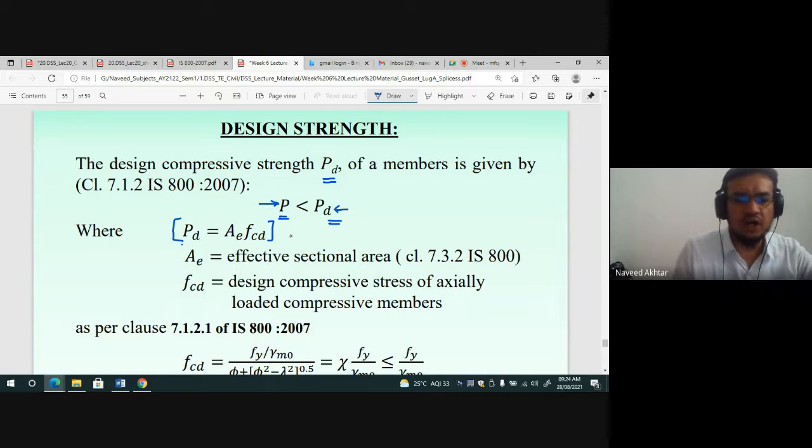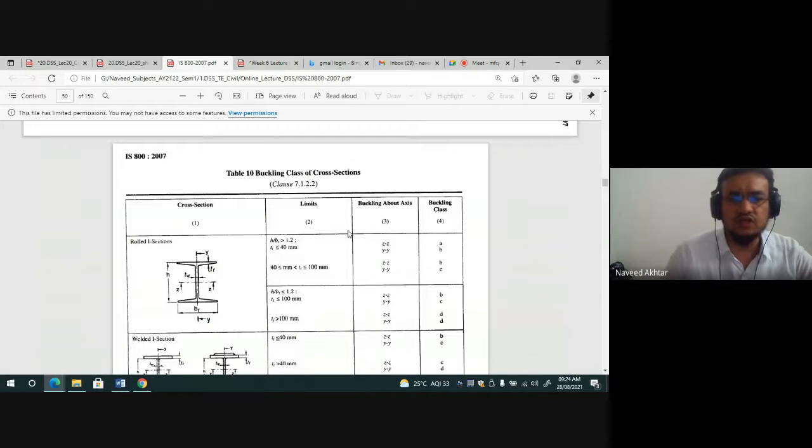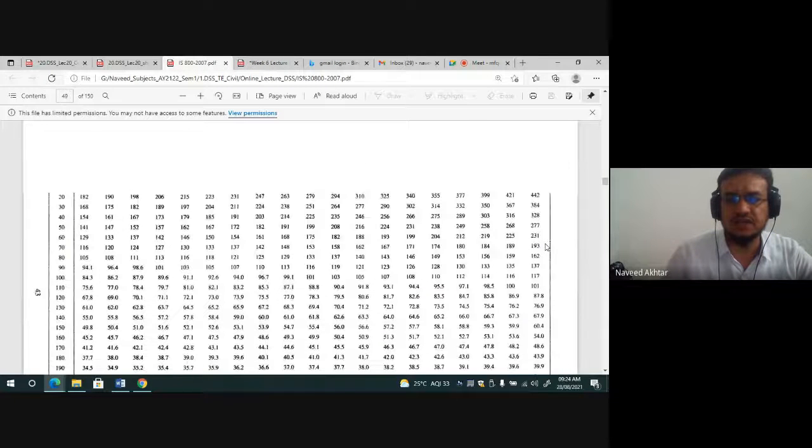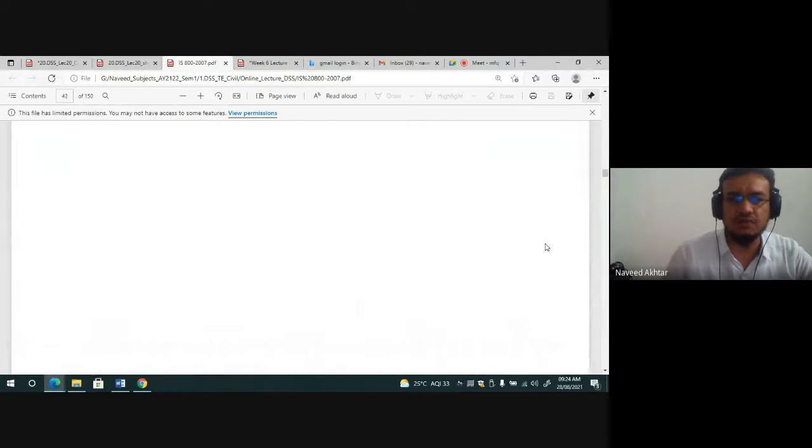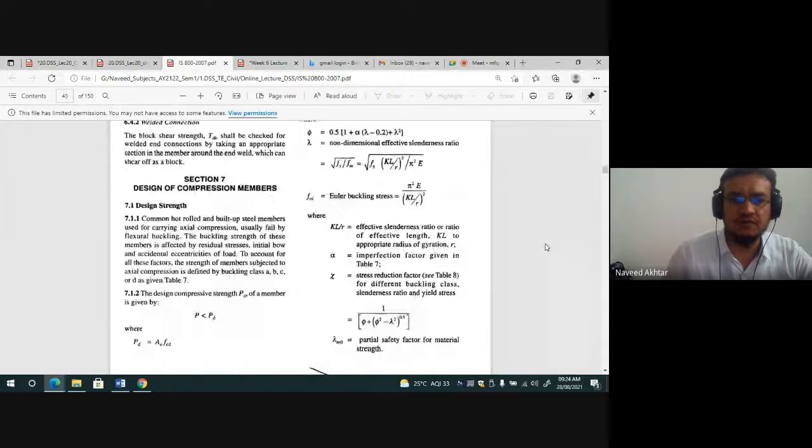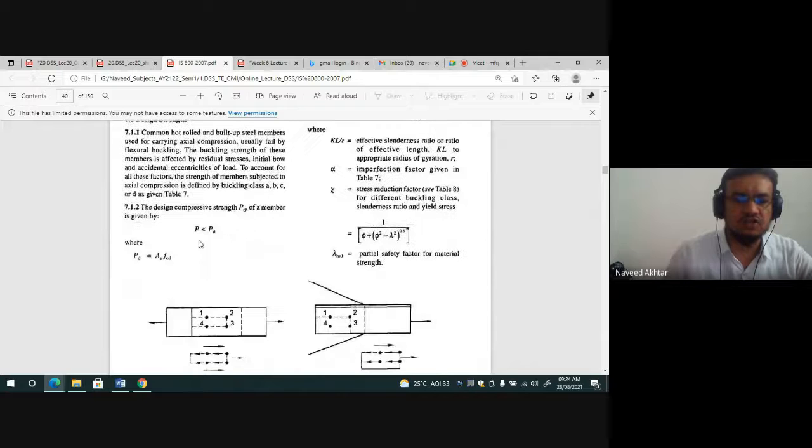So how can we find out PD? PD is equal to A into FCD, so we have to find out two values: one is A, and another is FCD. To find out FCD, several empirical equations are given by the IS code. If we go to the IS code, section 7 is the compression member, where the formulas are given. Here also, PD is equal to A into FCD.